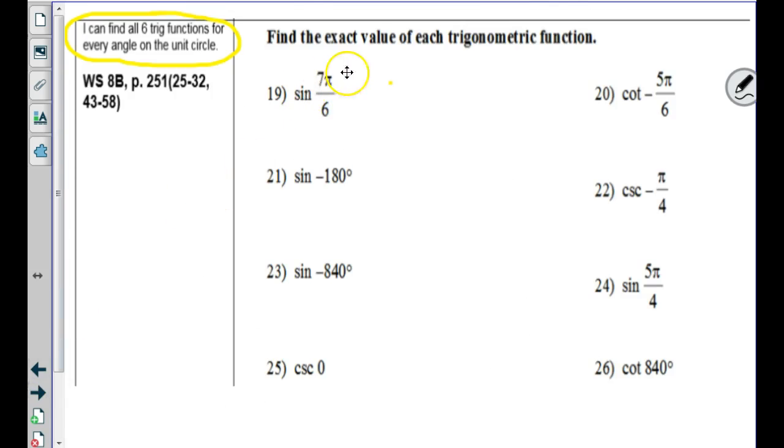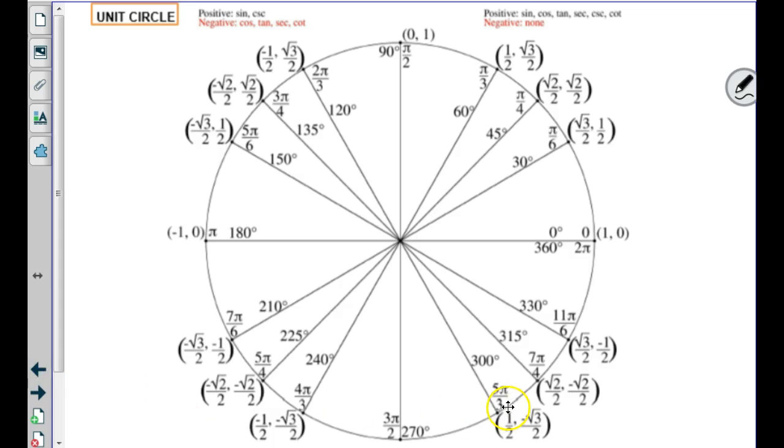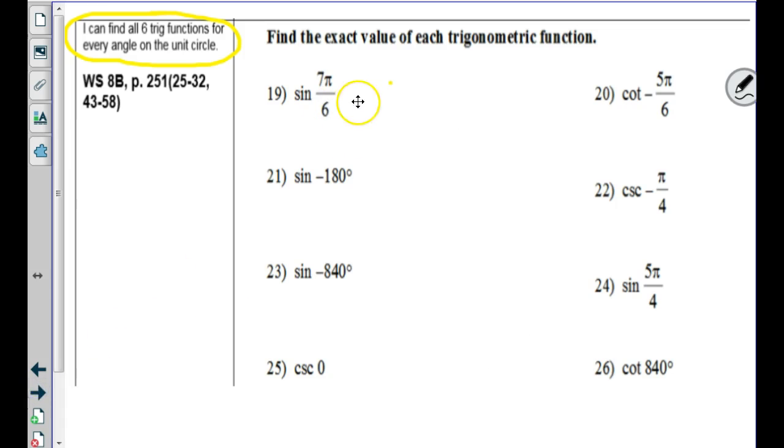The first one says go to 7 pi over 6 and find the sine, which is just the y value, right? So 7 pi over 6 is here. The y value is -1/2. We write down -1/2. Yeah, but some of them are trickier.